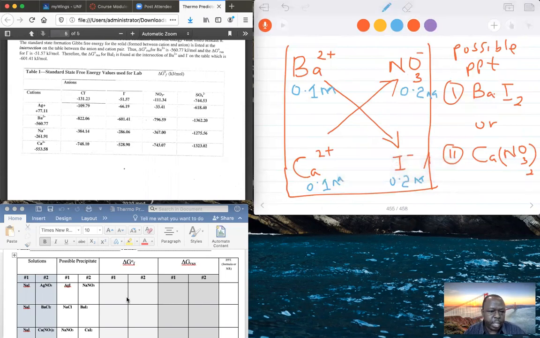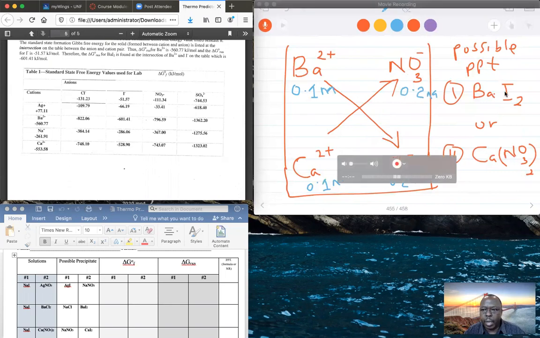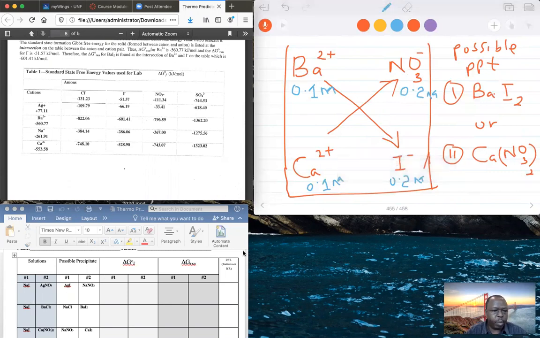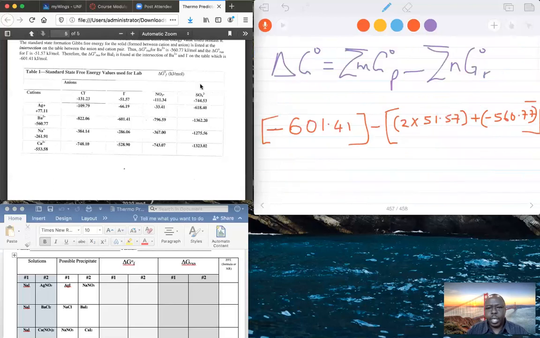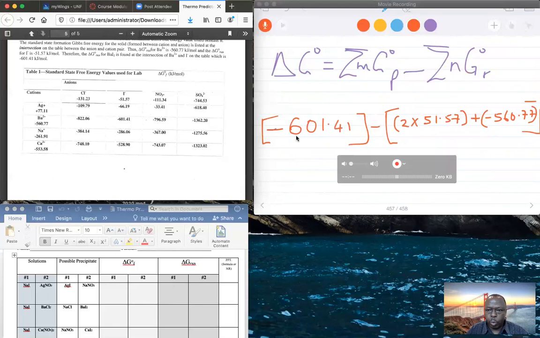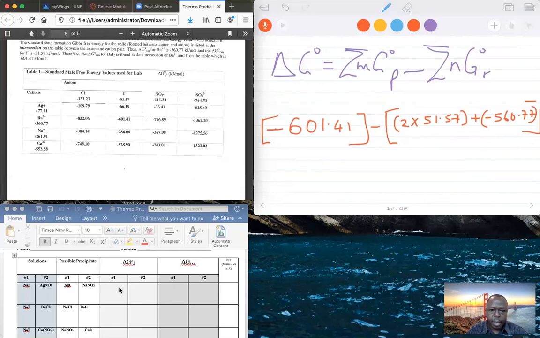So initially, you say possible precipitate 1, I'm gonna write it down here. It doesn't really matter which one, so long as you label your 1 and 2 respectively. And then you're gonna calculate delta G naught using the same equation I use here. You'll make use of this table to calculate for each of the ions. And then the value is what you will get from this setup. The delta G naught for each possible precipitate will come here.